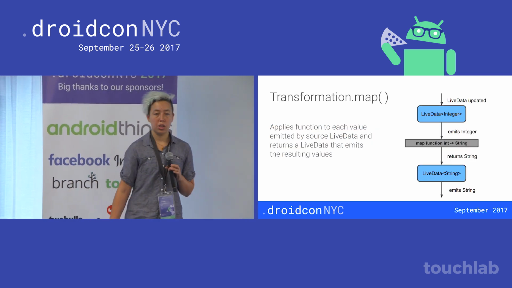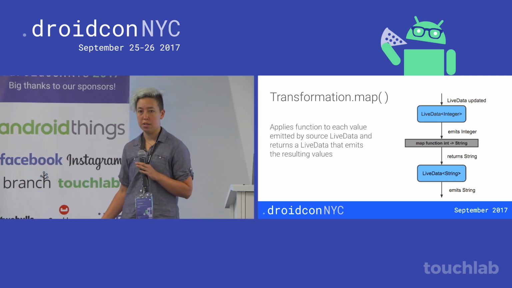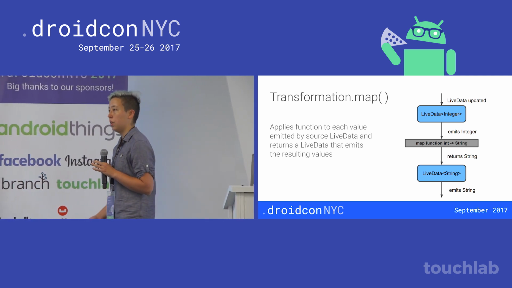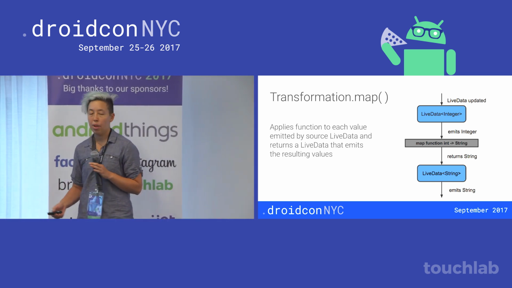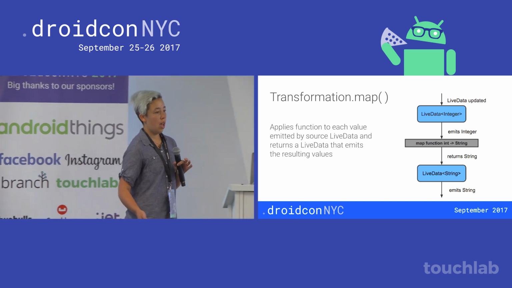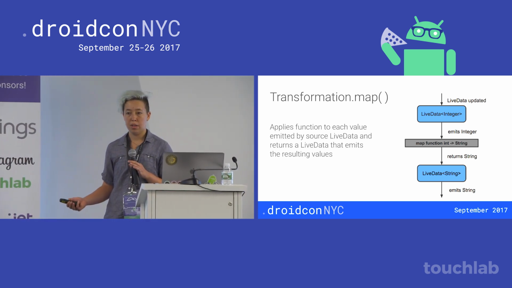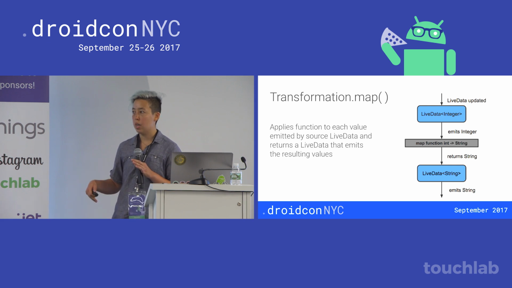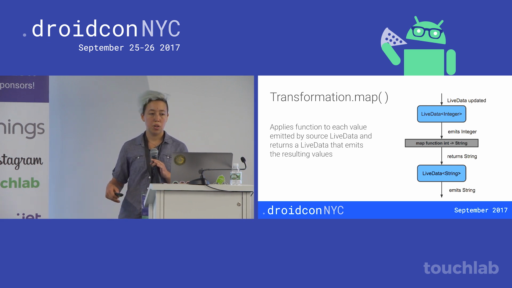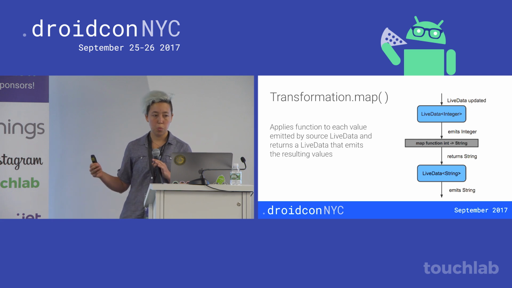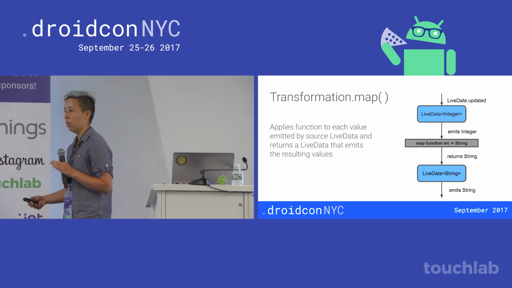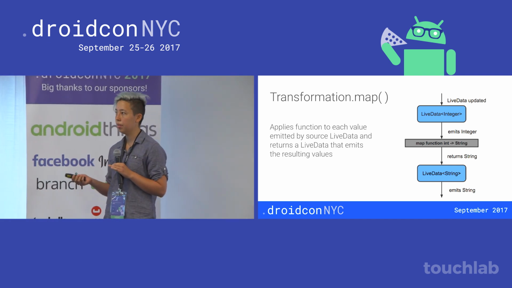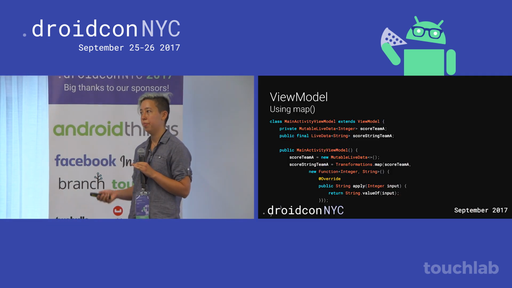So LiveData actually comes with these transformation functions that help with that. And the simplest one is map. Map applies a function to every value that comes out of a source or input LiveData, and then ferries that downstream to the emitting LiveData at the bottom. So using this, we can do that conversion automatically for us. Let's see what that looks like in the code.